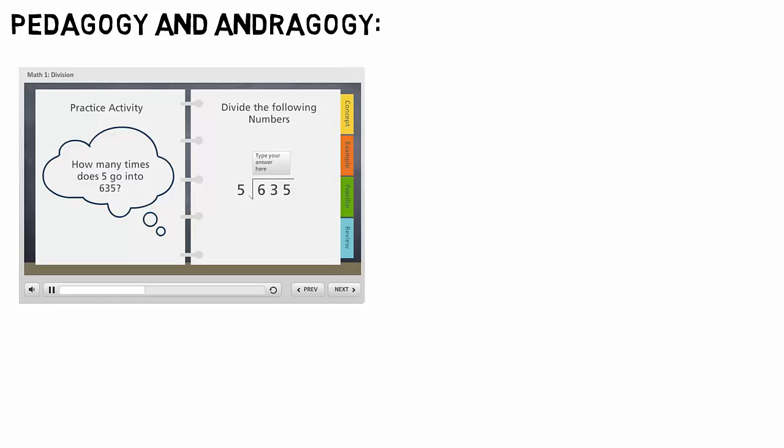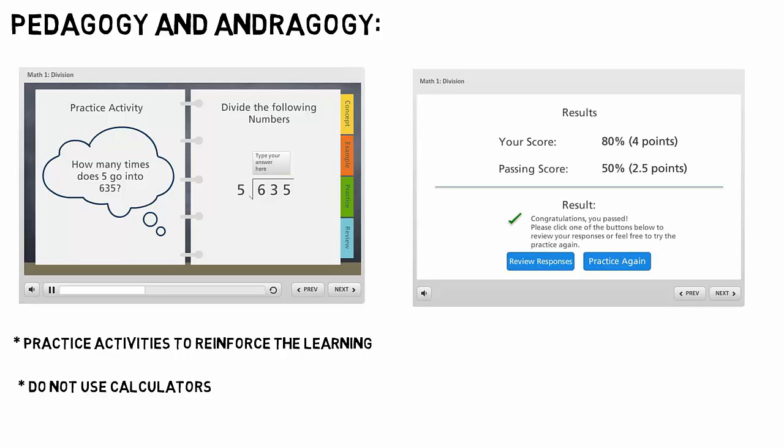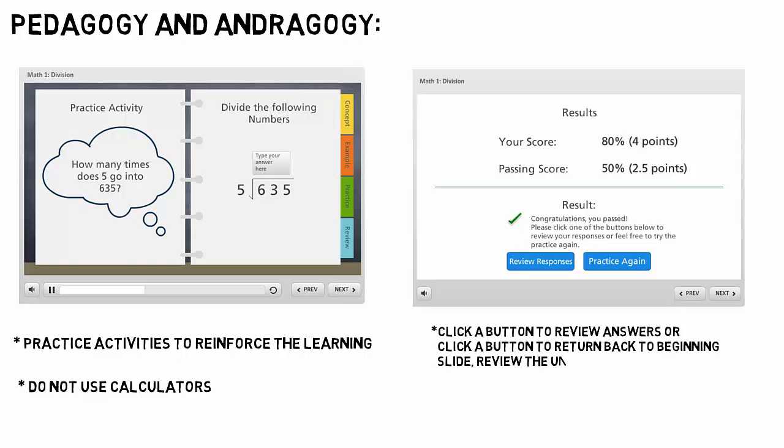Once the examples for each concept have been demonstrated, the students are given the opportunity to reinforce their learning by answering a series of practice questions. The questions have fill-in-the-blank answer spaces which are tabulated upon completion and a score is assigned. Students are encouraged to not use calculators, but rather work through the process using a piece of paper and a pencil. Upon completion of each practice section, the students have the opportunity to click a button to review their answers, or they can click a button to return back to the beginning slide for each concept to review the unit and complete the practice activities again.